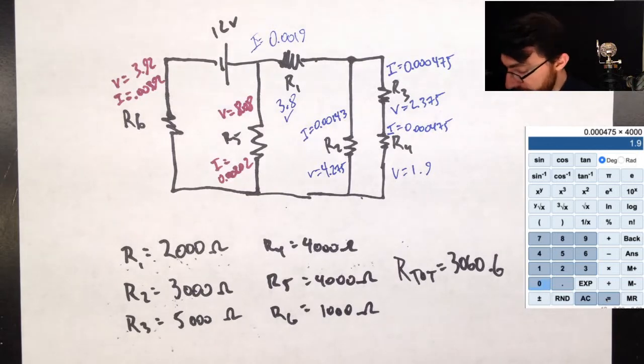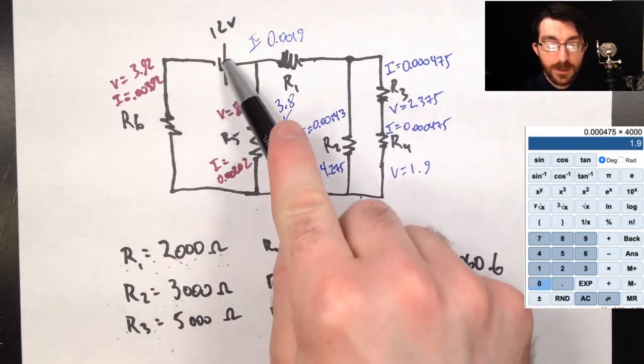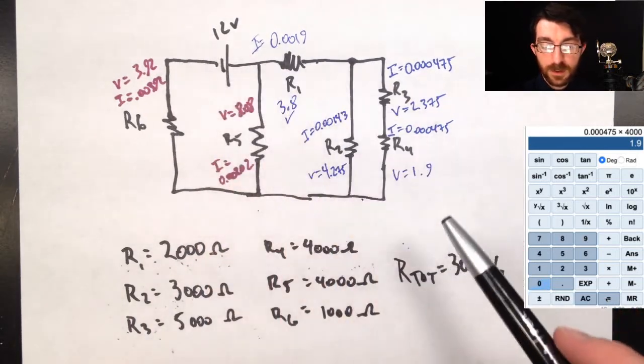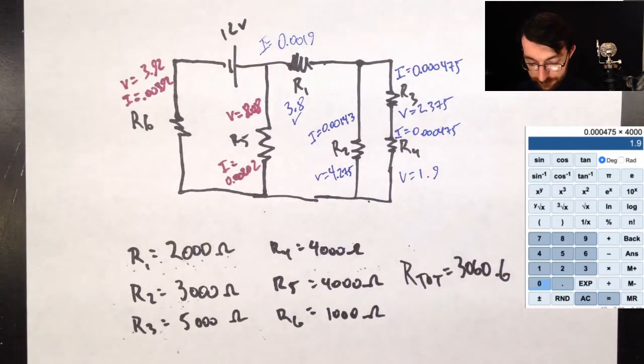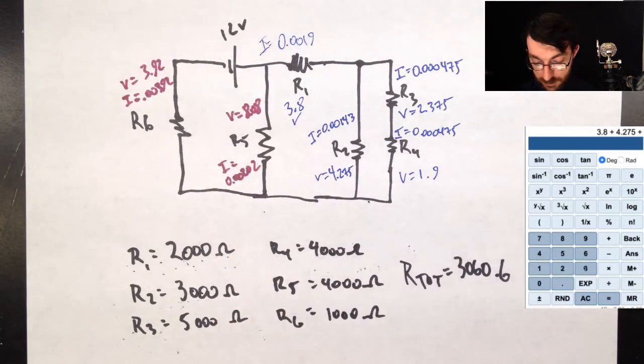So let's just pick a path. Let's go this way. Resistor 1, resistor 2, resistor 6. There's a path, right? Okay, so 3.8, let's add them up. So 3.8 from resistor 1, then resistor 2 plus 4.275 plus 3.92. See? 12 with a rounding error. 11.995.